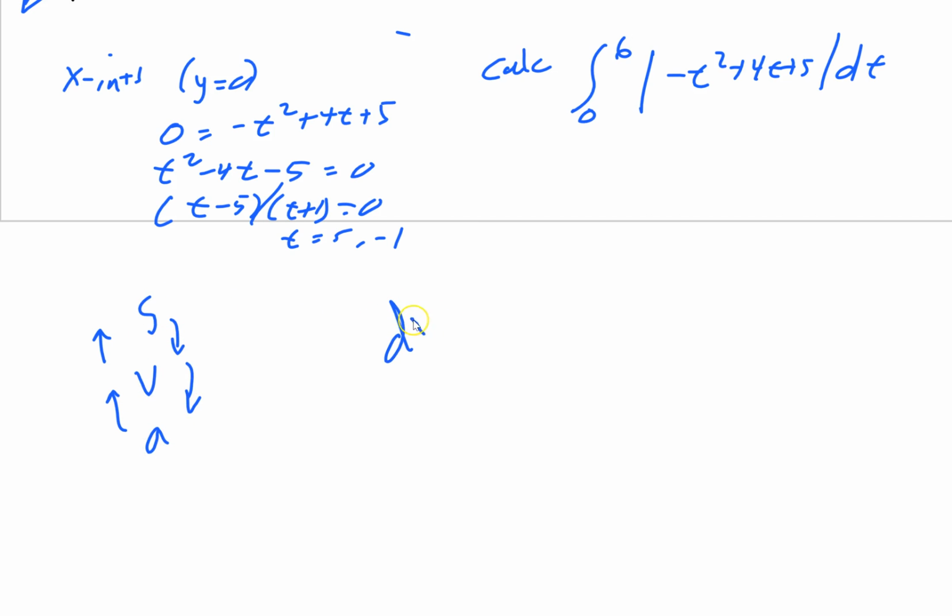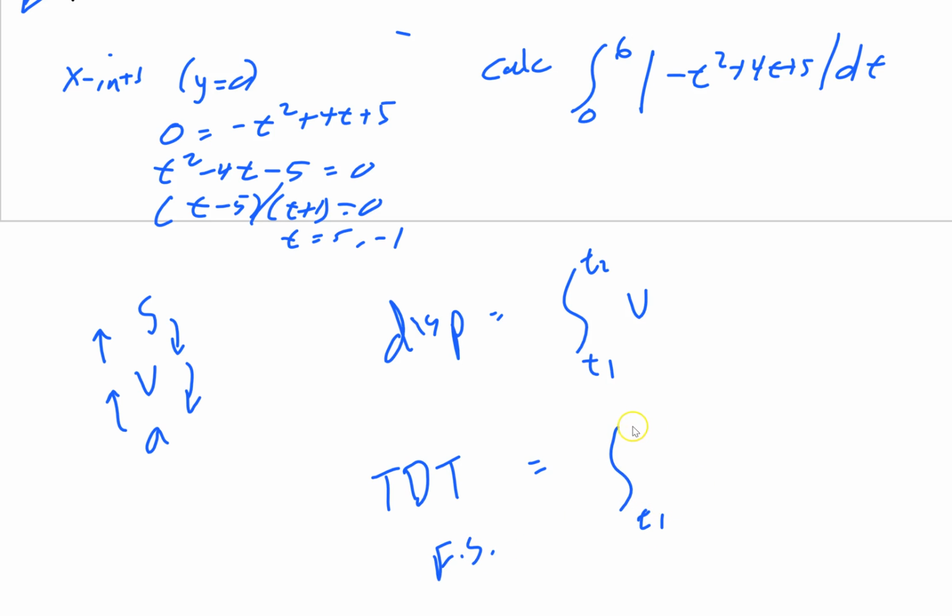If I want displacement, that's just a straight-out easy integral from t1 to t2 of your velocity function. If I want total distance traveled, that's the annoying one. That's in your formula sheet though. That's t1 to t2, absolute value of the velocity function. That's the hint that if you do it without a calculator, you have to break it up and do the separate ones. So that's that lesson.